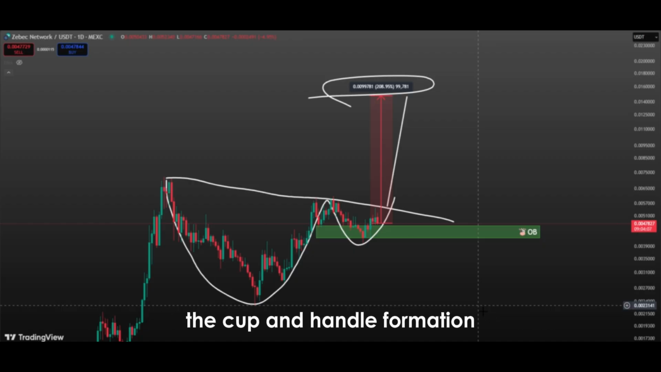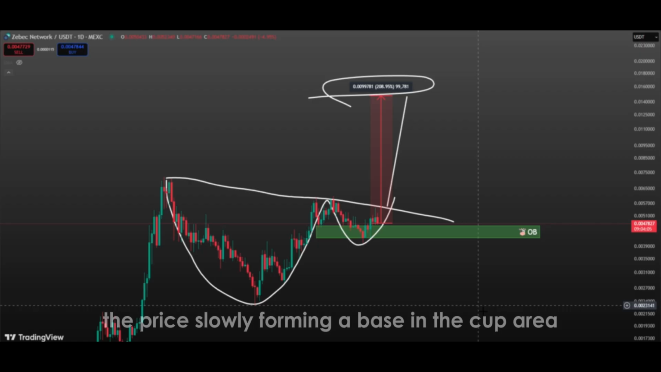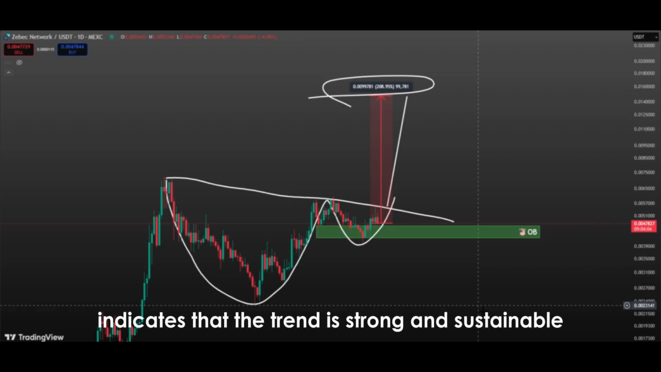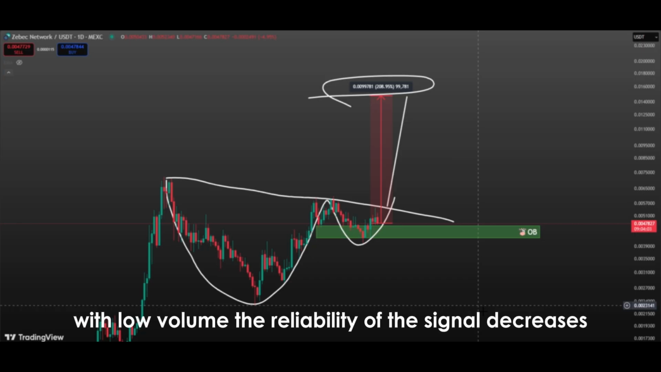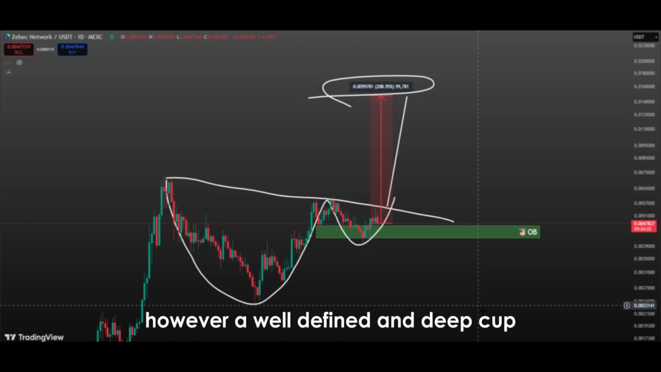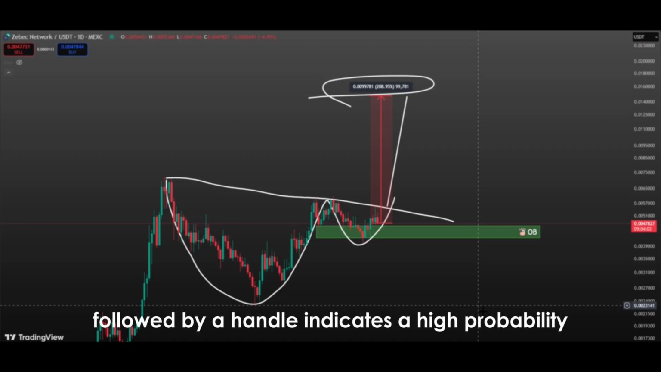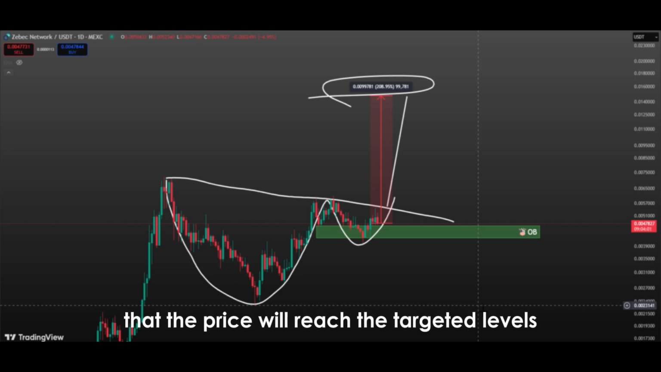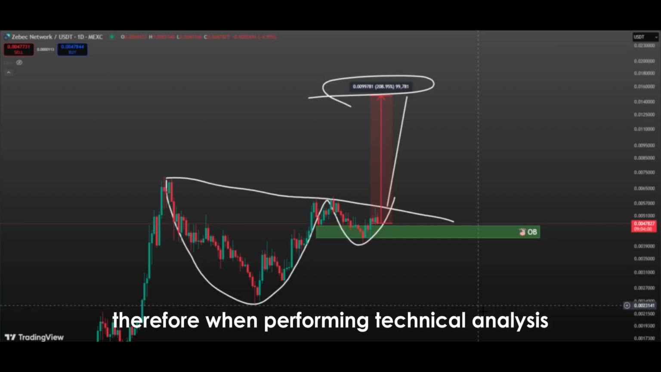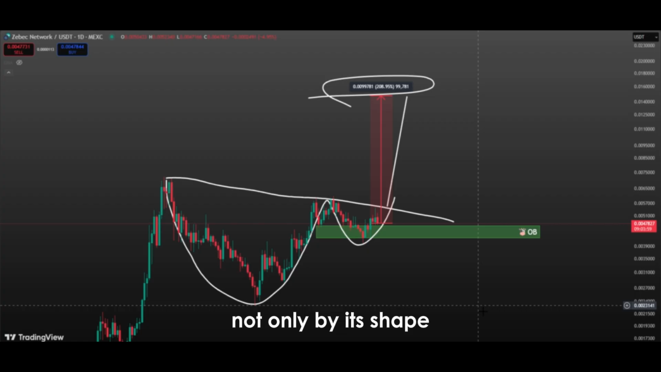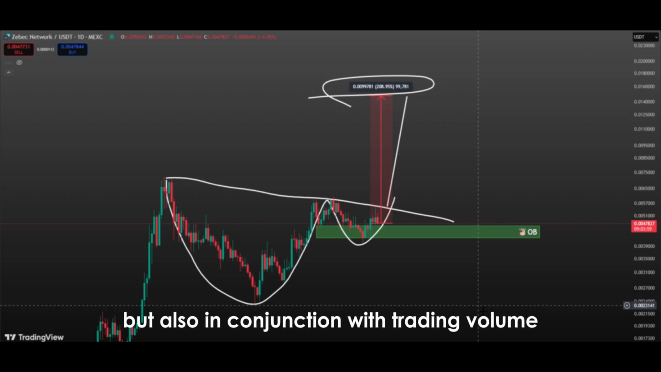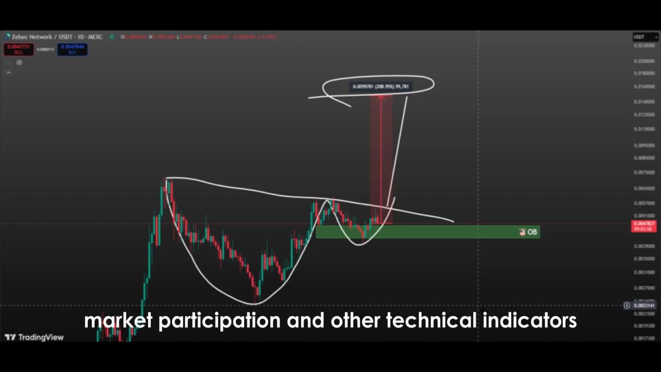The cup and handle formation generally provides more reliable signals in medium and long-term trends. The price slowly forming a base in the cup area indicates that the trend is strong and sustainable. If the formation occurs over a short period with low volume, the reliability of the signal decreases. However, a well-defined and deep cup followed by a handle indicates a high probability that the price will reach the targeted levels. Therefore, when performing technical analysis, it is important to evaluate the cup and handle formation not only by its shape, but also in conjunction with trading volume, market participation, and other technical indicators.